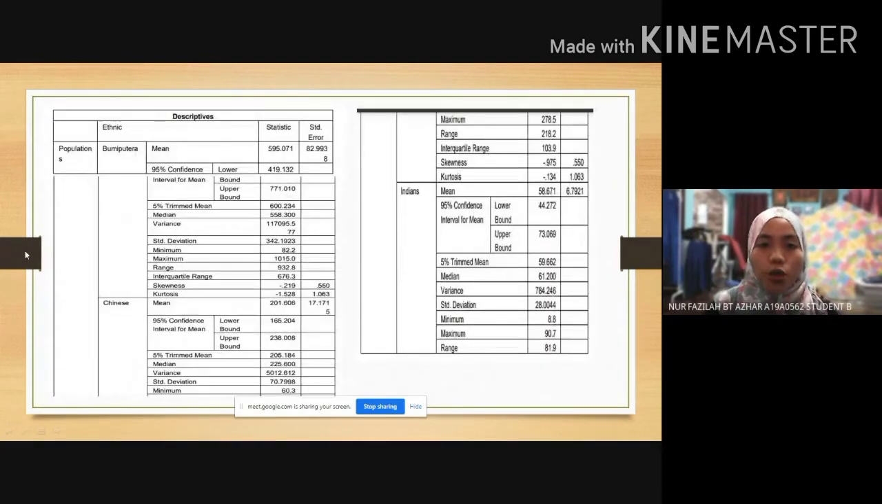Okay. So lastly, for confidence interval population for ethnic, 95% confidence interval for mean, the lower bound for Bumiputra is 419.132, and upper bound 771.010, and the Chinese 95% confidence interval for mean is lower bound 195.204, and upper bound 238.008. For Indians, we have lower bound 4.272 and upper bound 73.069. So that's all for me.